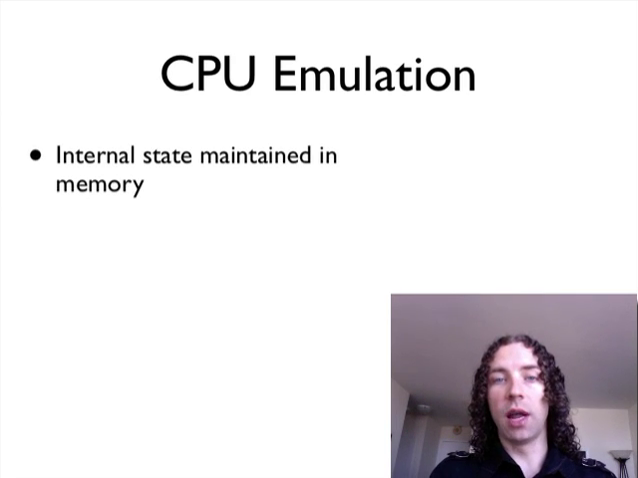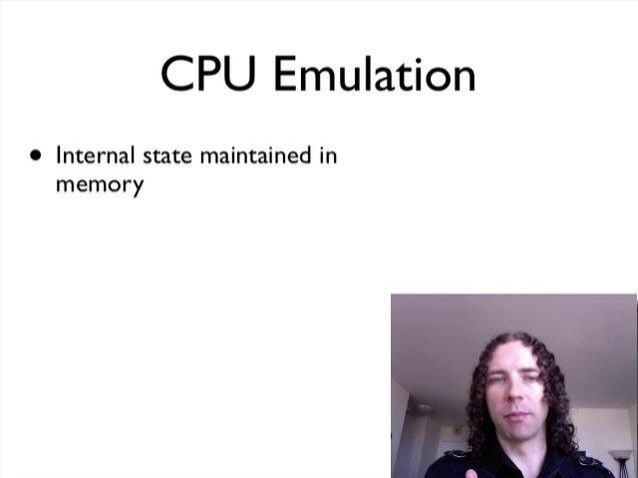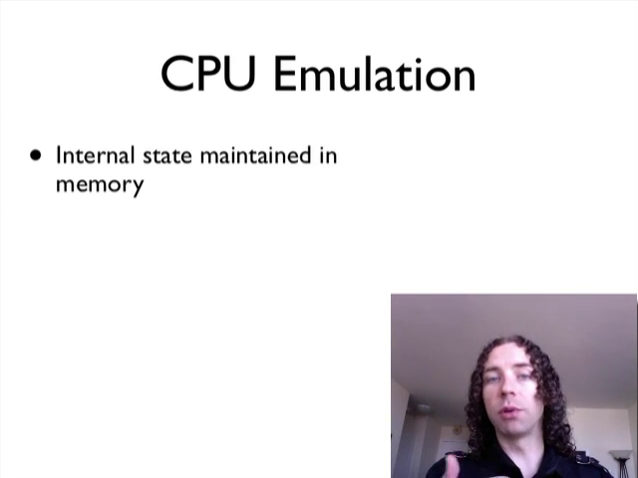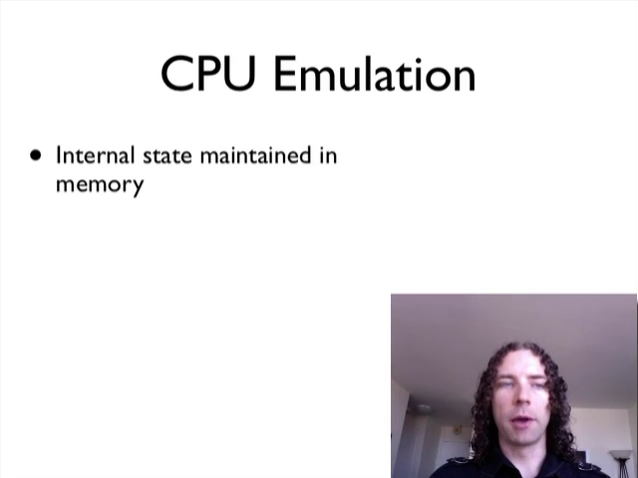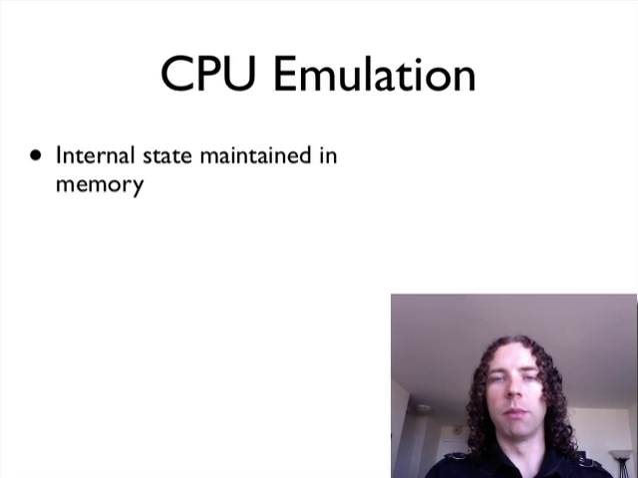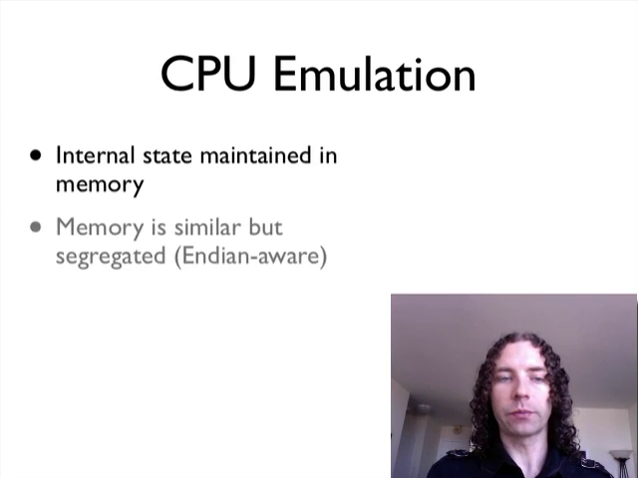So in an emulated CPU, you can have an internal state maintained in memory. In software, you don't really have registers. You might have an optimized way of doing this where you try to exploit the registers of the actual CPU you're using, but in general, you don't have things like that to think about. So there are going to be pieces of memory that I'm going to use to store the internal state of the CPU.